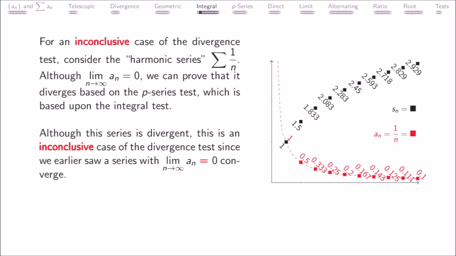For an inconclusive case of the divergence test, consider the harmonic series 1 over n. Although the limit of a_n equals 0, we can prove that it diverges based on the p-series test, which is based upon the integral test. Although this series is divergent, this is an inconclusive case of the divergence test, since we saw earlier a series with the limit of a_n equals 0 converge.